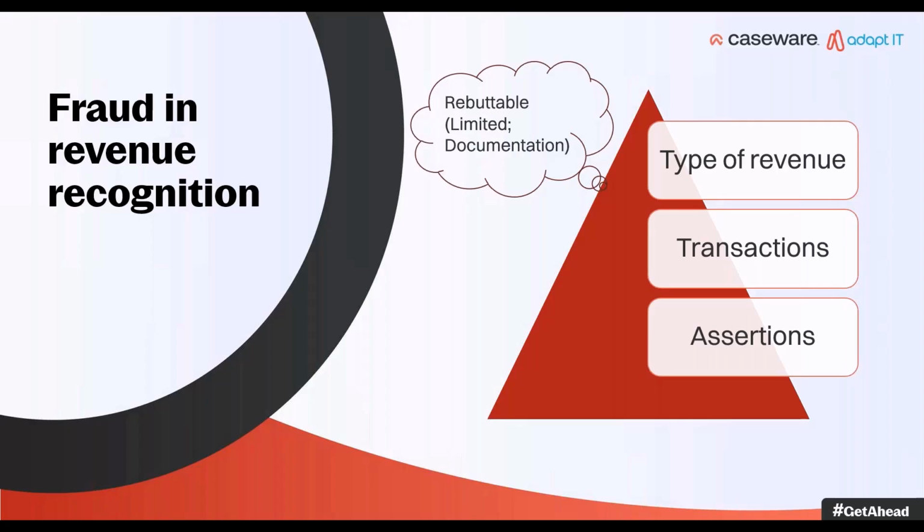The scenarios where you can actually say that there really is no fraud risk inherent in any type of revenue, any transactions, any assertions are really limited. It's even on the slide: limited scenarios, limited instances, and it's very important that we document that and how we have rebutted it. Again, just to reiterate, it can be a specific type of revenue, specific types of transactions, specific assertions. It does not have to be all of them.